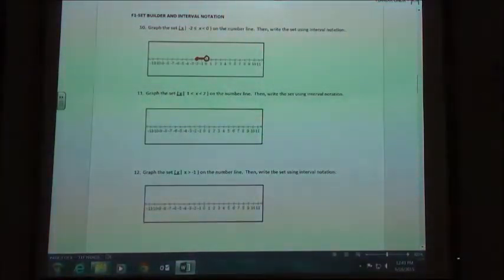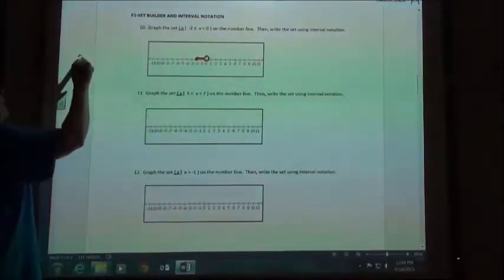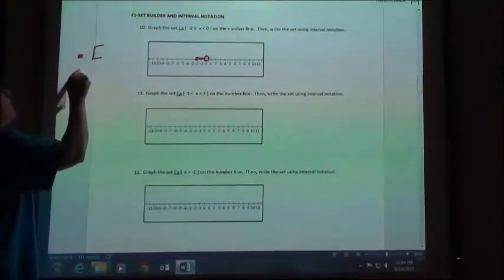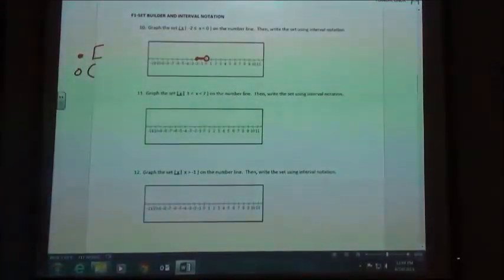In interval notation, if you are equal to the value, you use the bracket. So if you see that filled in dot, you're touching that point, you use a bracket. If you're not touching it, you're going to use a parenthesis.